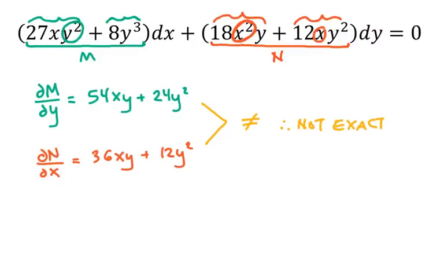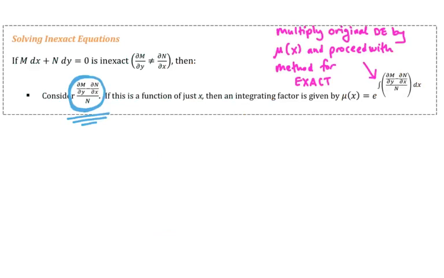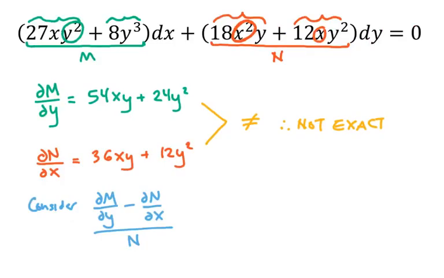So again, I'm going to just start going back with this part here. So let's consider the partial derivative of M taken with respect to y minus the partial derivative of N taken with respect to x all over, I think it was N. Let me just double check that. Good, all over N. So we're just going to walk through that. And now we'll start plugging in our values.